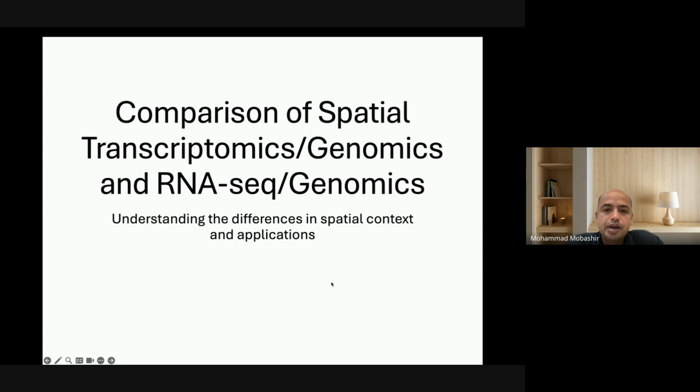Hi, today I am going to present a special topic on spatial transcriptomics and spatial genomics, and somehow a basic comparison with normal NGS data sets. So here, this is basically presenting the differences between spatial genomics and normal genomics and their applications.